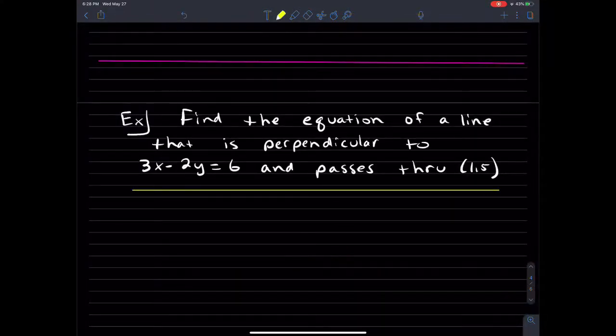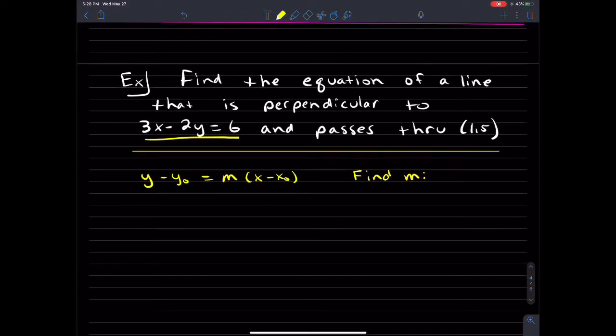Okay, we're going to find the equation of a line that's actually perpendicular to this equation of the line 3x minus 2y equals 6 and passes through the point (1, 5). So we are going to use y minus y naught equals m(x minus x naught), but we usually want to find m first. So we want to find m. And what do we know about m? M is perpendicular to that equation of that line. So remember, m is going to be the negative reciprocal of the m of that line.